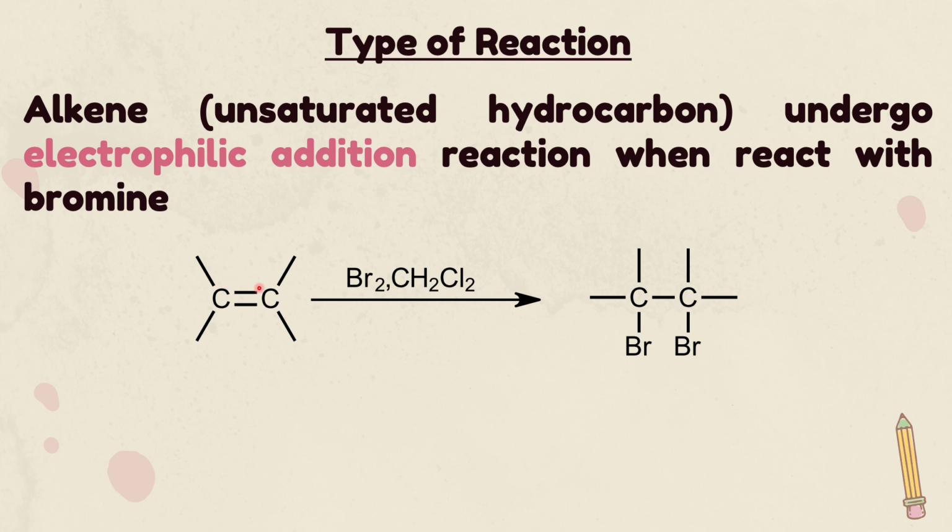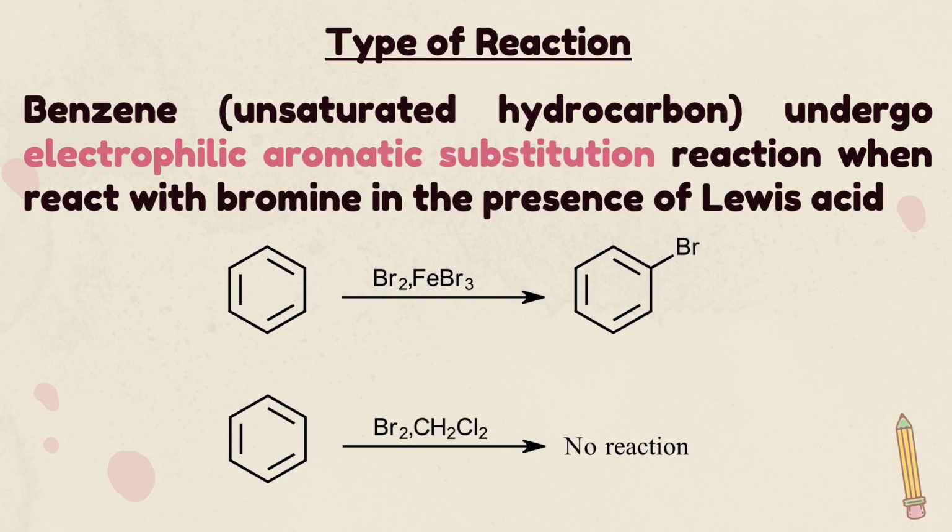So from double bond itu it will break to form two new sigma bonds, and then we're going to add something. And for this case we're going to add 2 bromine to the carbon double bond carbon. That's why we call it the addition reaction. Okay, for benzene pula, benzene ni even though dia unsaturated hydrocarbon, tapi dia tak undergo the same reaction macam alkene.